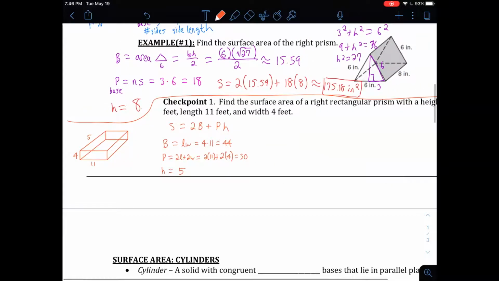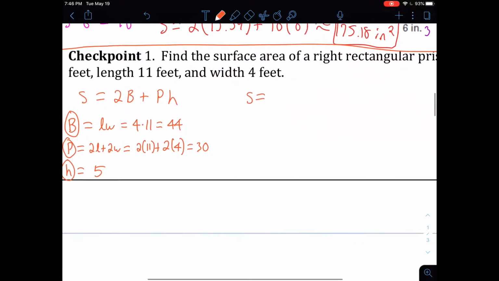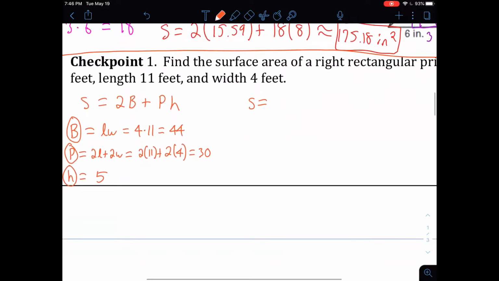Okay? So we found the area of the base, the perimeter of the base, and the height between the bases. Now I can just plug these into the formula. Surface area equals 2 times 44 plus the perimeter, 30, times the height between the bases, which is 5. This shouldn't be an approximation because we don't do any rounding: 238 square feet.